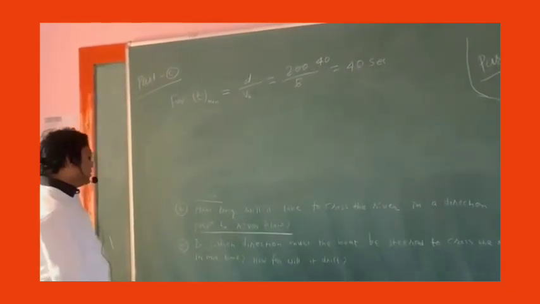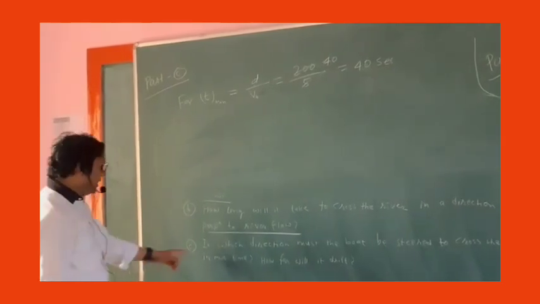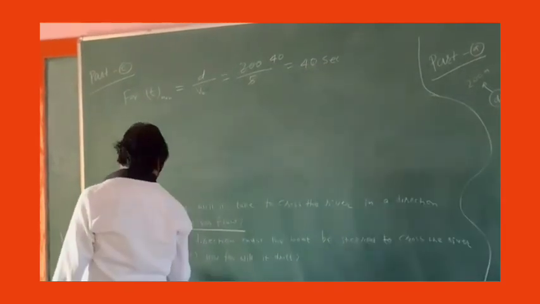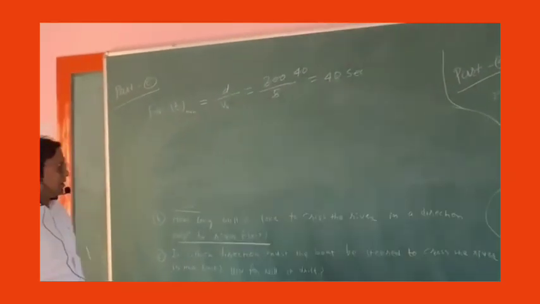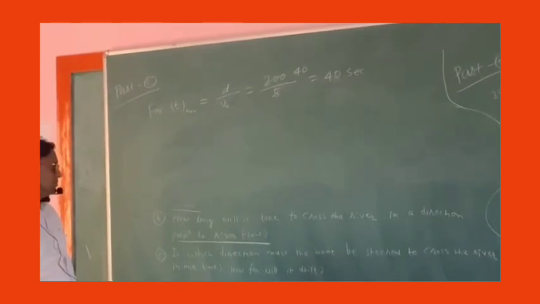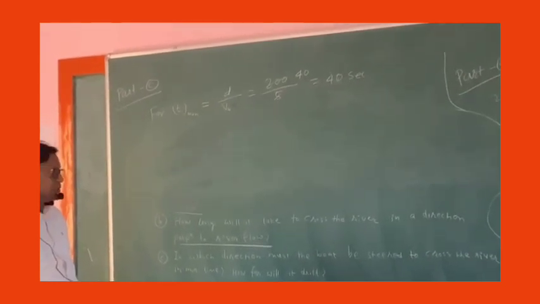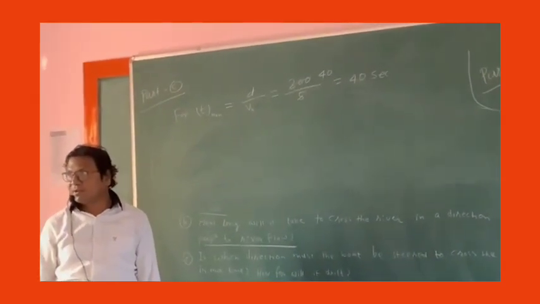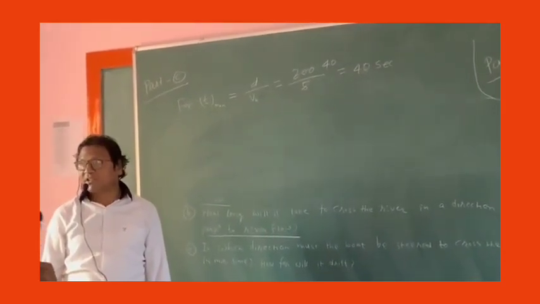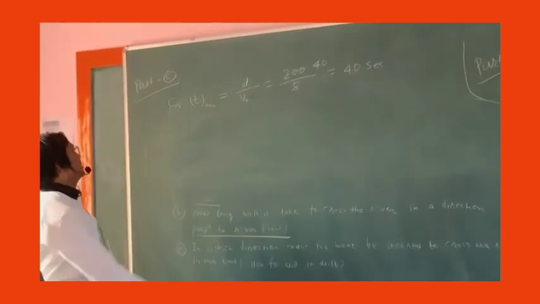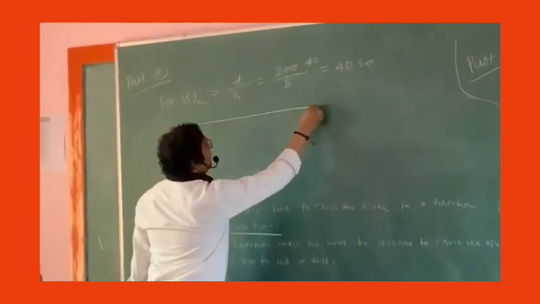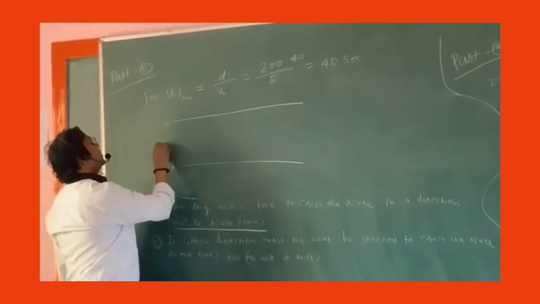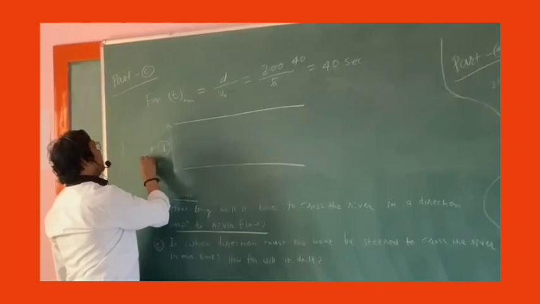Okay. Now they are asking in which direction must the boat be steered to cross the river in minimum time? What will be the direction? Again, they are asking what will be the direction to cross the river in minimum time. So, suppose this diagram is here. This is T. T equals 200 meter.